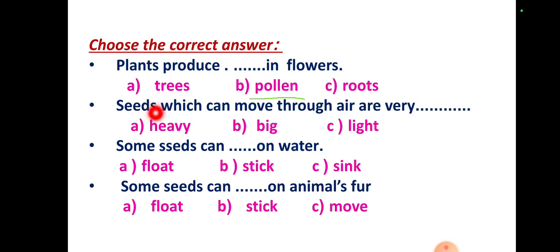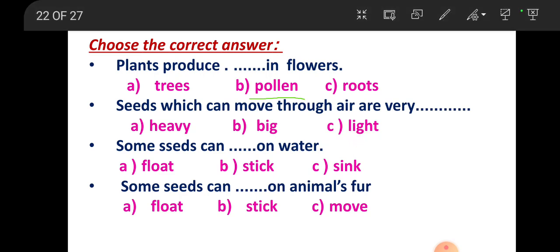Question number 2. Seeds which can move through air are very heavy, or are very big, or are very light. Think. Can you guess the answer? Of course, it's C, the letter C. Yes, seeds which can move through air are very light.